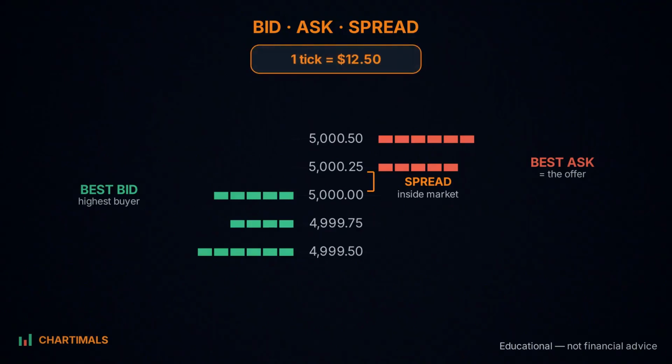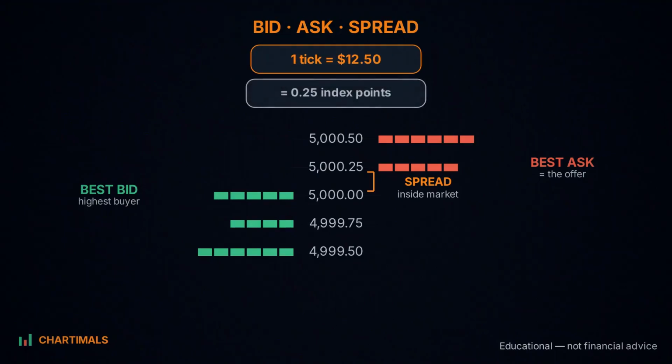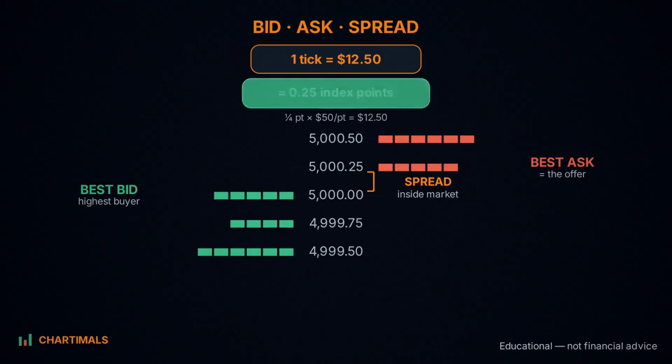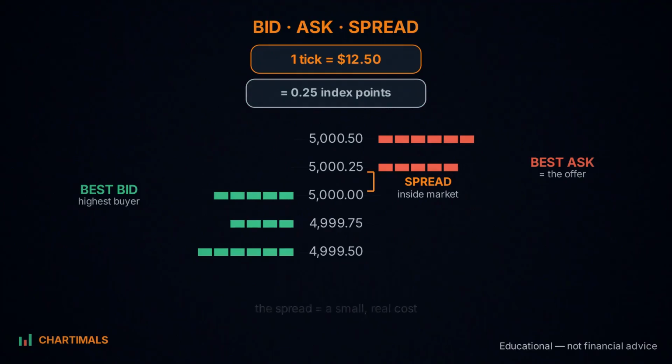Here, one tick is worth $12.50 a contract. If you're wondering where that comes from, a tick is a quarter of a point, and a full point of the S&P index is worth $50. But the takeaway is the simple part. The spread is a small, real cost. You buy at the ask, and the second you want out, you only get the bid. The toll for being in a hurry.